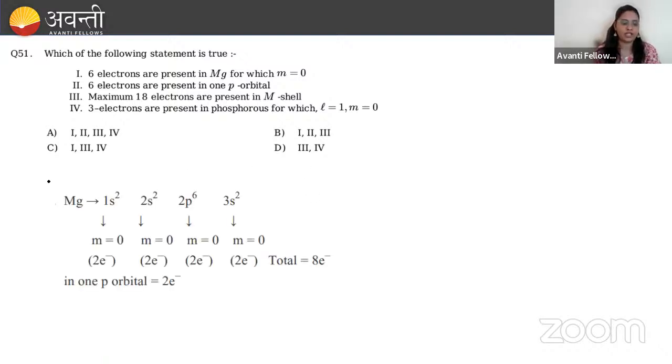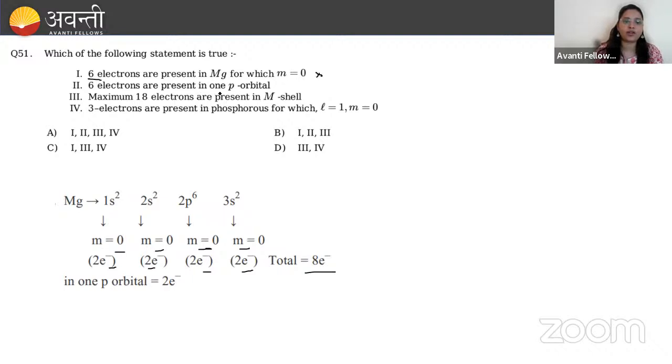So here you can see magnesium is having electronic configuration like this way. 1s2, 2s2. Can you see this? So 1s2, 2s2, 2p6 and 3s2. So here you can see for M is equal to 0, it has been shown that 6 electrons will be present. But that will not be the case. Here you can see 2 electrons, 2 electrons, 2 electrons and 2 electrons in the M is equal to 0 state. In M is equal to 0 orbital, there are a total of 8 electrons present. Not 6. So that's why this statement is not true.